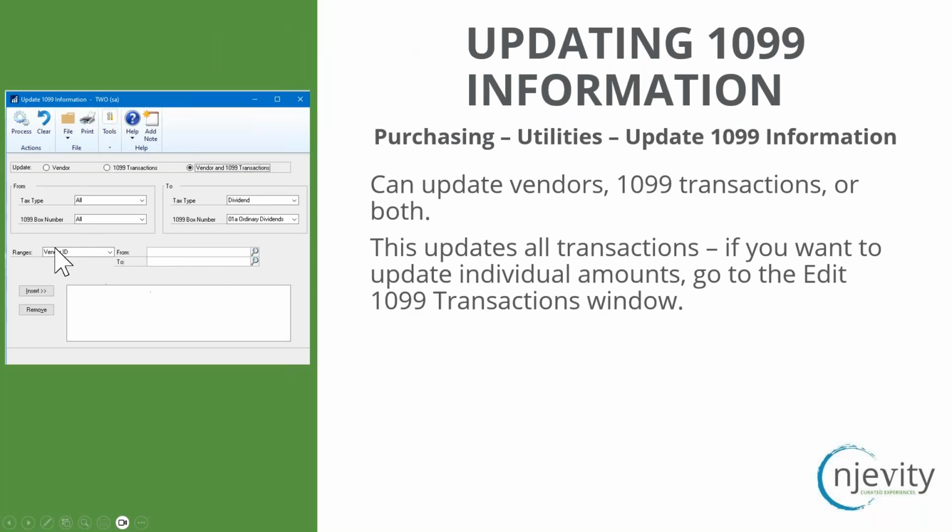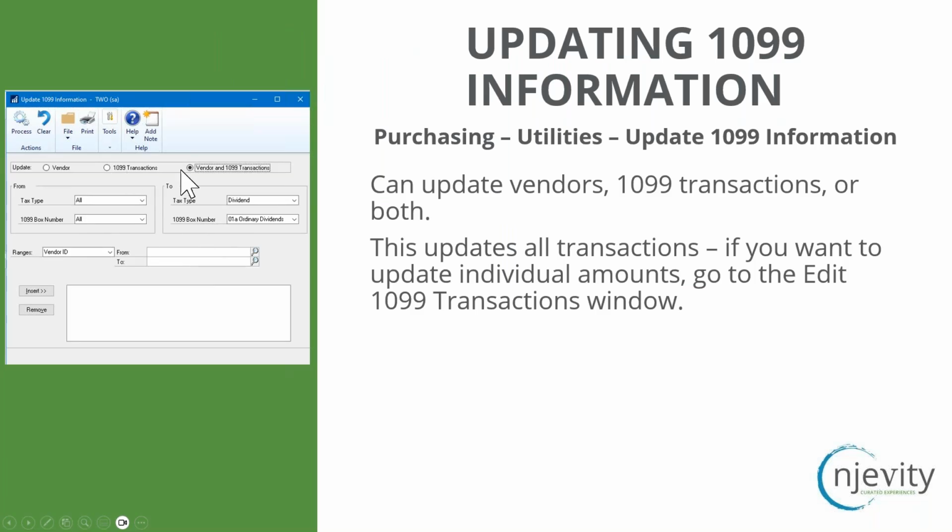Put in a range of vendors. You have multiple ranges you can select from here. You definitely don't want to do that for all vendors, right? You don't want to go in and accidentally mark all vendors as taxable. So if you're updating vendors, you definitely want to put a range in there. Once you've changed a vendor to be a 1099 vendor, you would want to go in and do the transactions to make sure that all the transactions for that vendor get updated as 1099 transactions.